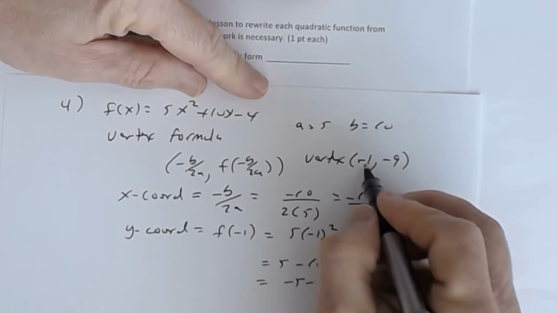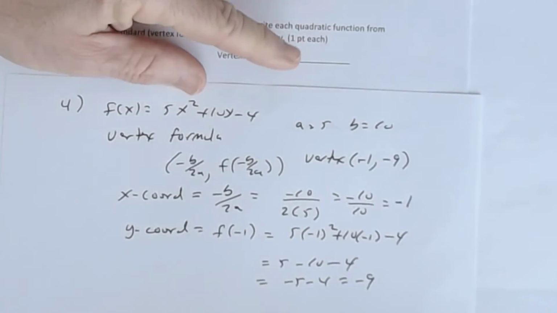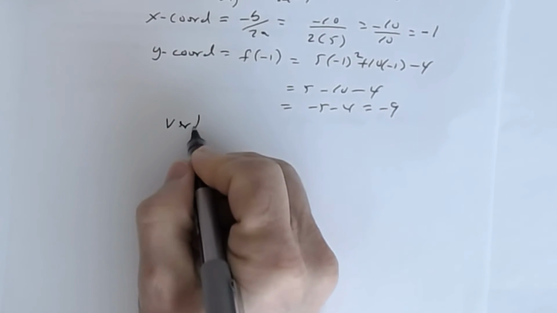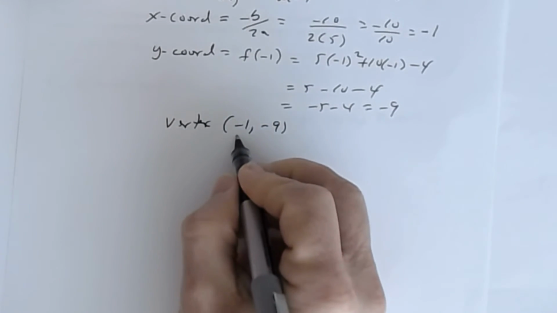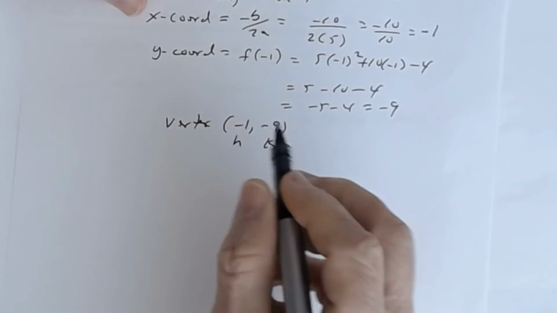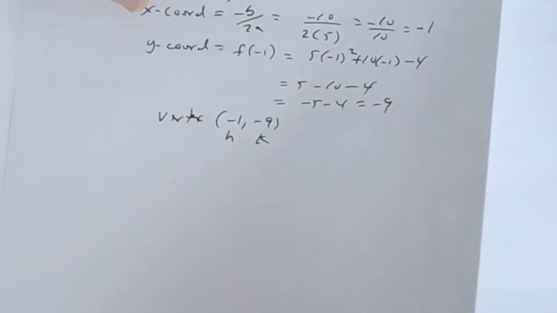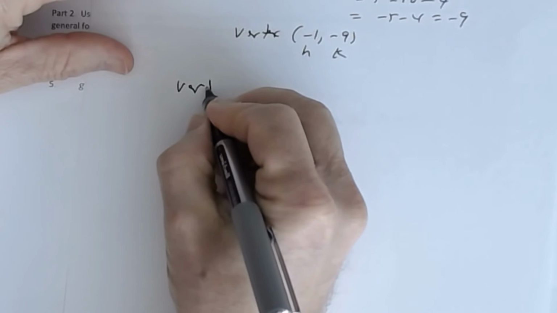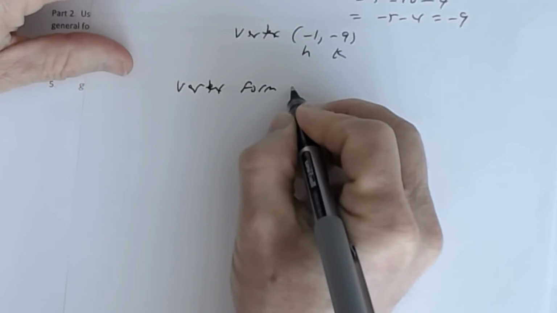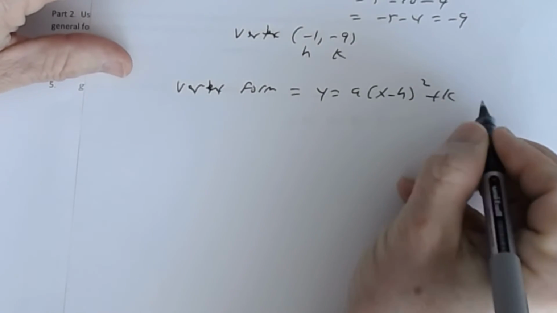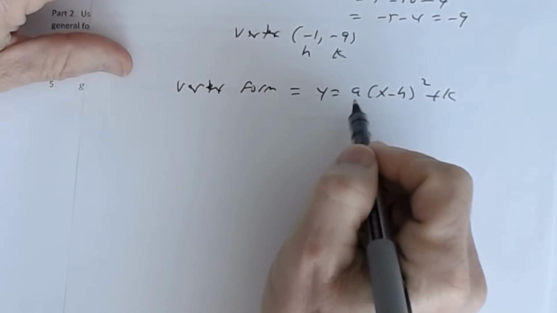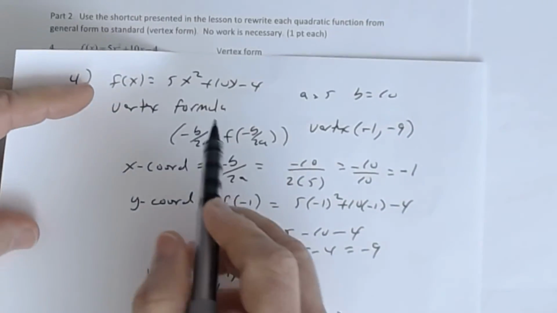Okay? Now, once you get that, you can go ahead and write it right here. Remember your vertex is negative 1, negative 9. That means this is h and this is k. Now you want to write this in vertex form. Remember vertex form is y equals a times x minus h squared plus k. So now you know h, you know k, you know a. Remember, a is the coefficient of x squared. You found a. A is 5.